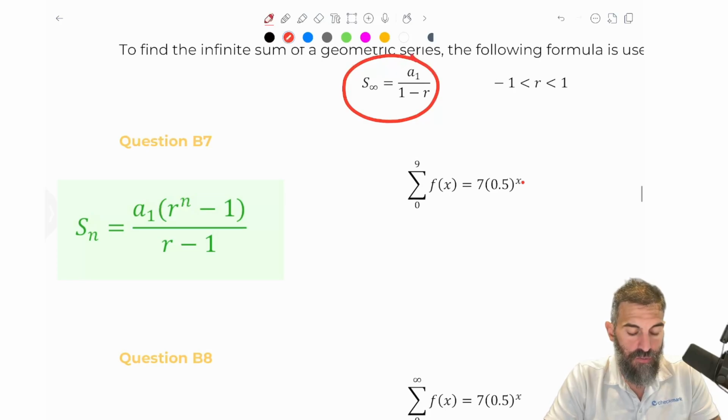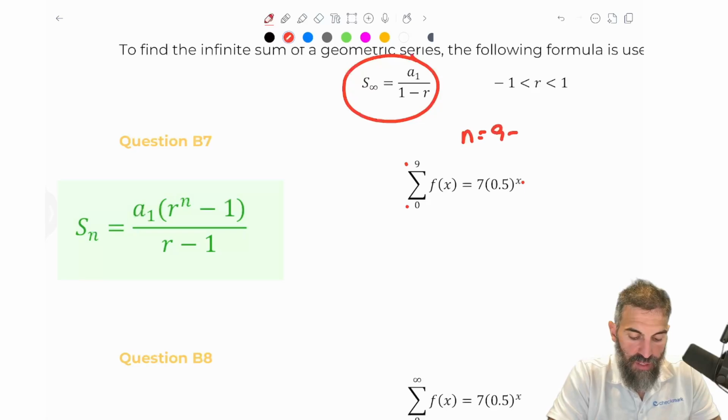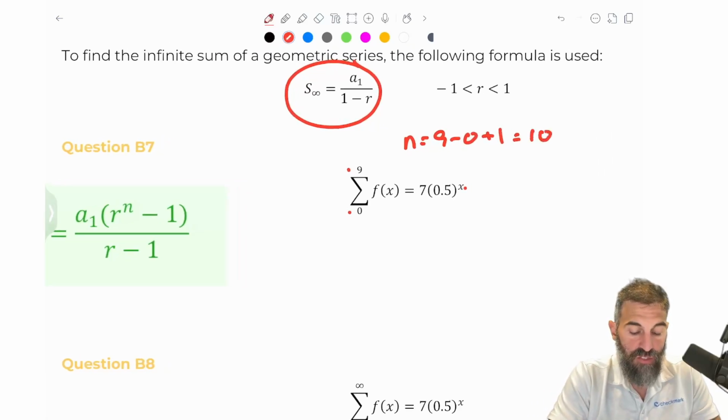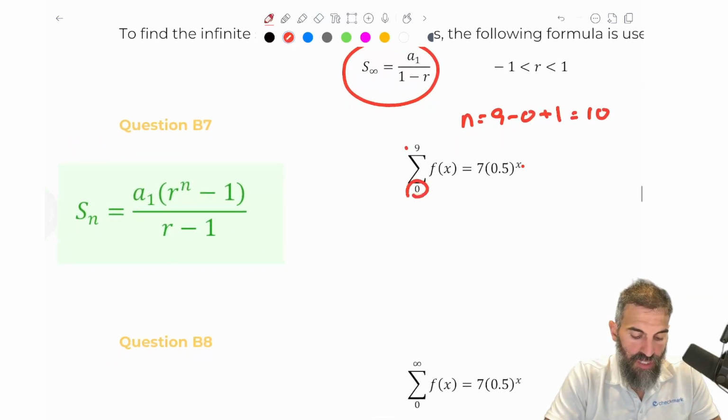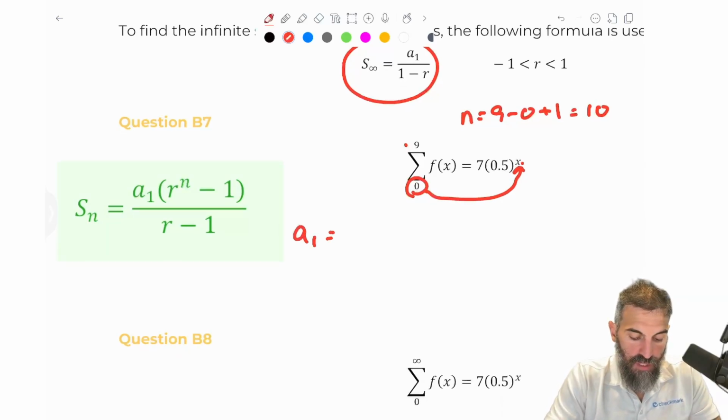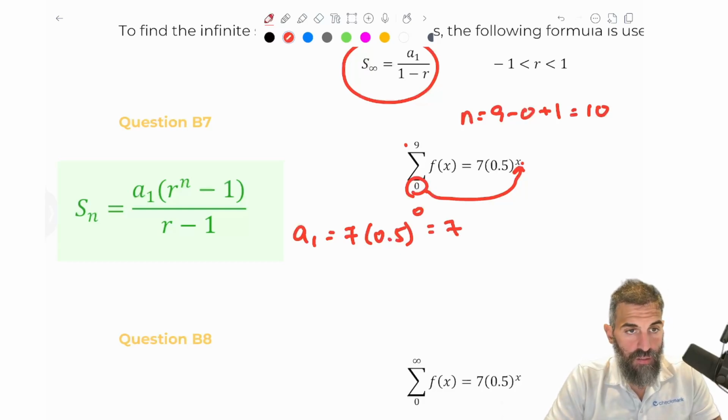So what do I see here? I see the same thing as before. I see that I have 9 and 0. So I know that my n is, if I take the number at the top minus the number at the bottom plus 1, I have 10 terms. My first term, I'm going to plug in the 0 into x. So your A1 is 7 times 0.5 to the 0, which is 7.